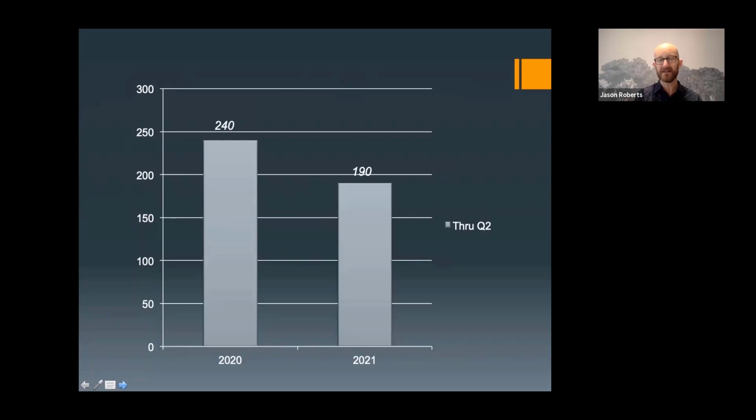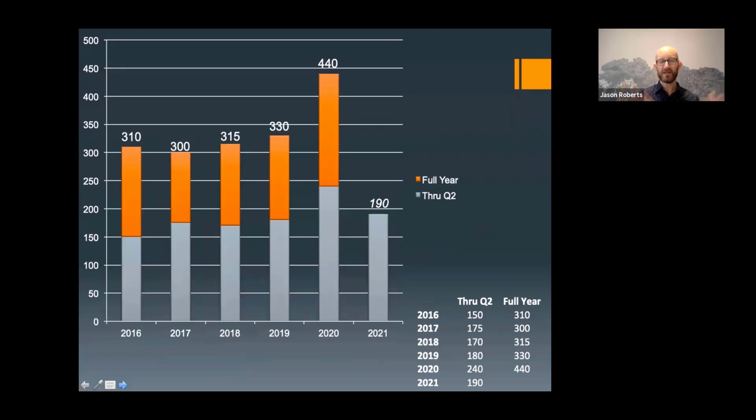So here's the data. We're looking at Q2. In 2021, 190 submissions have been received. In 2020, the equivalent period, 240 submissions have been received. So this chart doesn't look great. There's been a big drop. But this is a very narrow focus. This is what we mean. This is your 2 data points. Does this really tell us the whole story?